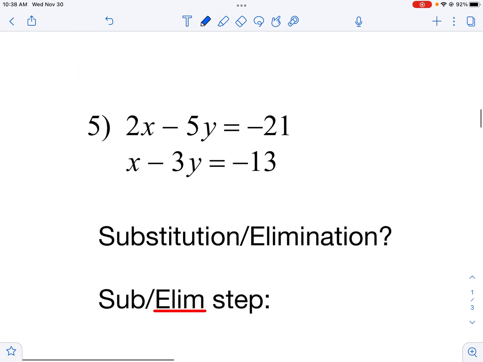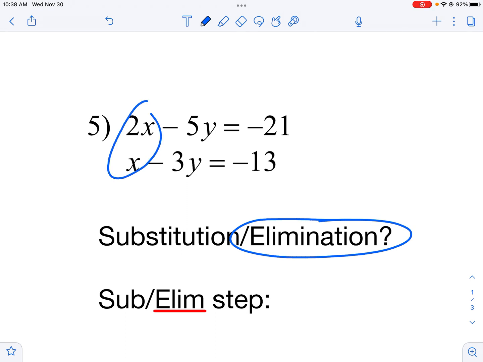Let's jump down to this one. Let's look at 5. So on 5, as I look at my equations, it doesn't say x equals anything or y equals anything. And so substitution is not looking good for this one. Let's see if elimination works. Well, the x's and y's are matched up here. They're lined up. And so that one is set up for elimination. Though, I would have to take one of my equations and times by something to get them to match.